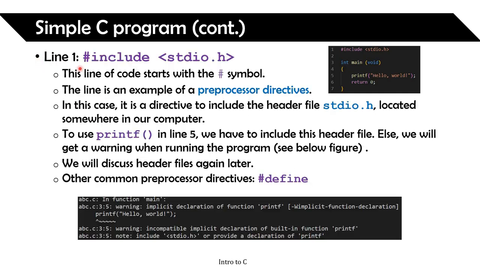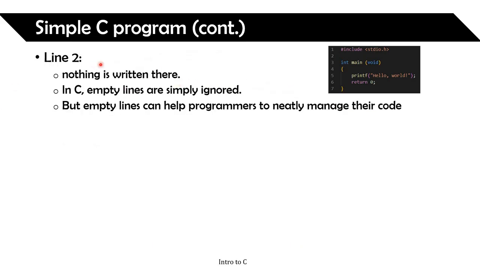Line 2. Just now we were looking at line 1. Line 1 is hash include stdio. Line 2, of course, there's nothing here. There's nothing in line 2, right? Whenever you are typing in the compiler, if you leave a blank space, nothing is actually happening there. Remember earlier in the video you saw that C programming is sequential programming. It will run the code sequentially. So if you have empty lines, nothing will be executed. But the empty lines help you to neatly manage your code.